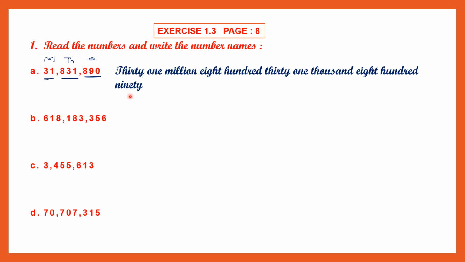31,831,890. Let's go to the next one. So here also let's write the period above each period here. So 356 is in the ones period, 183 is in the thousands period, 618 is in the millions period. So let's read this number. 618 million, 183,356. Let's write that.